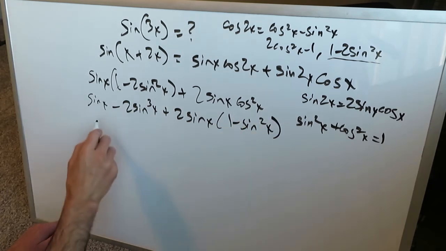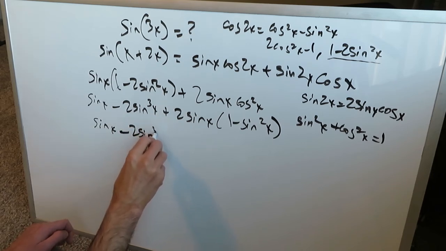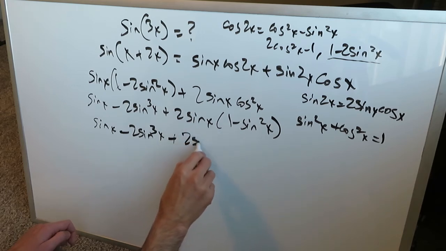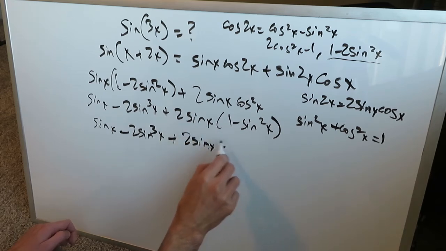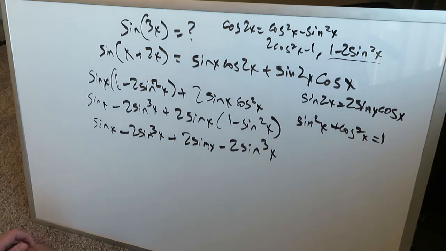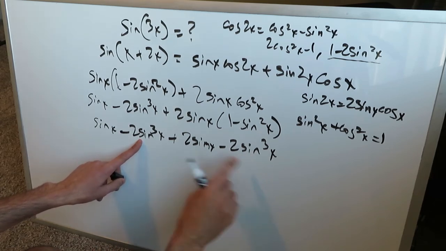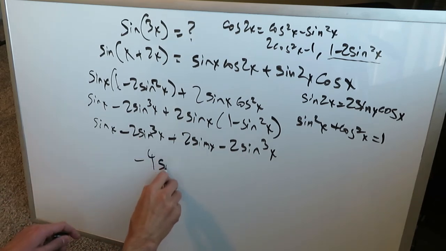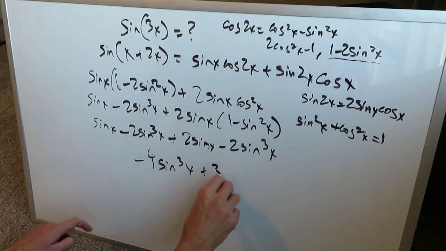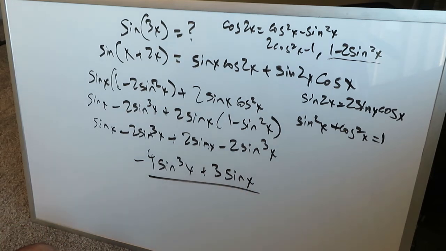When we open all of this, we will get a number of items. This part here has been opened up, but we have to open up this part right here. We'll get 2 sine x minus 2 sine cube x. Here, the last step is just bringing in the common terms. Minus 2 sine cube x minus 2 sine cube x, you'll get minus 4 sine cube x. Sine x plus 2 sine x will get plus 3 sine x, and you will be done. This right here will be a good final answer.